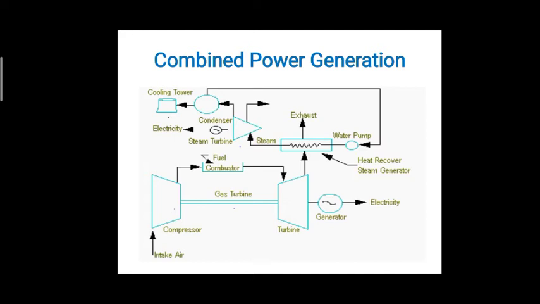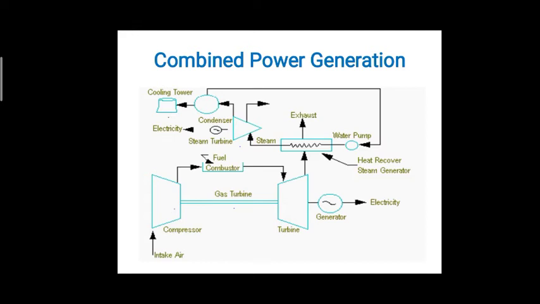It goes to the cooling tower for what? For a phase change. From the superheated steam it is converted into water. Again from the condenser it comes back to the HRSG, heat recovery steam generator, by pumping the water to the HRSG from the condenser. Now the cycle continues. Okay.